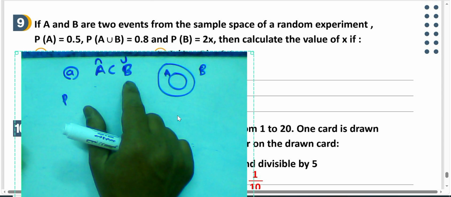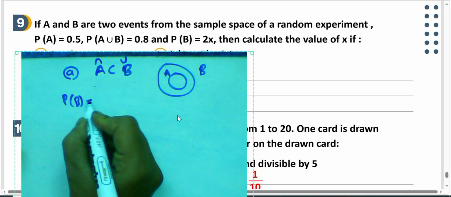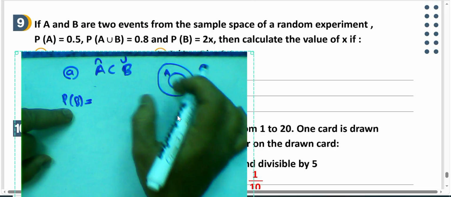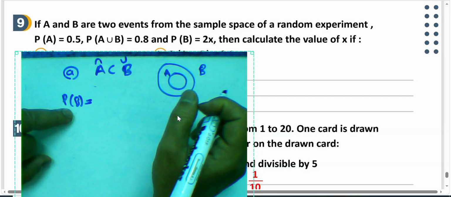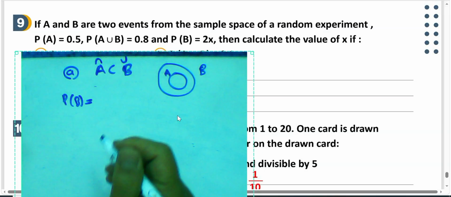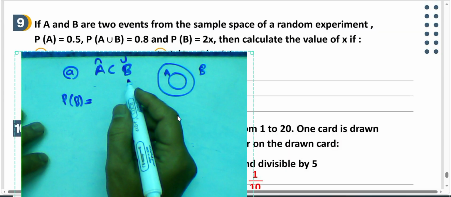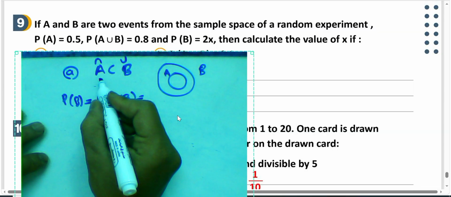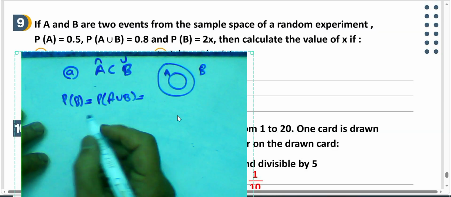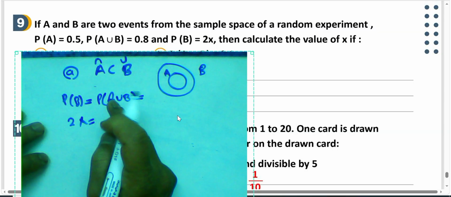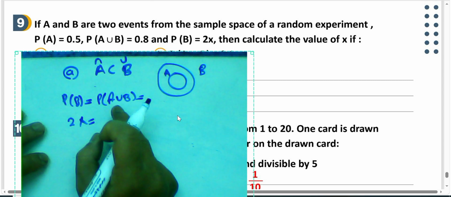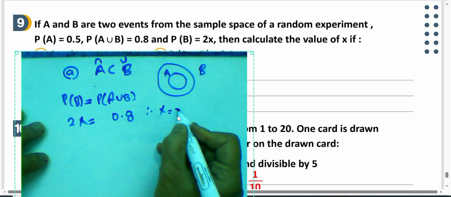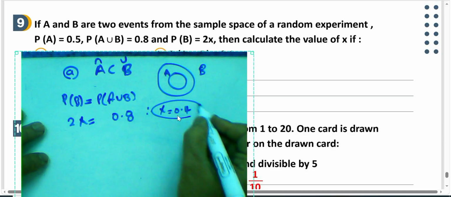A union B. He wants to find probability of B. Listen, we can find probability of B by probability of A and B difference A, this part and this part. When A is a subset of B, we can find probability of B equivalent to probability of A union B. They are equivalent. When A is a subset of B, then probability of B, which is 2x, is equivalent to probability of A union B. He gives you A union B in the example as 0.8. Then x will be 0.8 divided by 2, so the value of x will be 0.4.